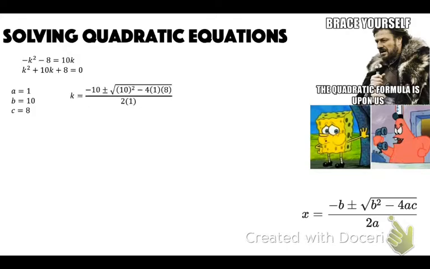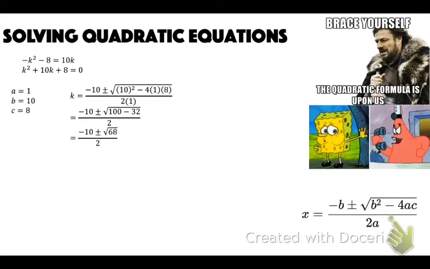So then this is going to be k, because our variable is k, equals negative 10 plus or minus the square root of 10 squared minus 4 times 1 times 8 over 2 times 1. So that's negative 10 plus or minus square root of 100 minus 32 over 2. Well, 100 minus 32 is 68. So negative 10 plus or minus the square root of 68 over 2. If we break down the square root of 68, that's the same as 2 square roots of 17. So this is negative 10 plus or minus 2 square roots of 17 over 2. Then 2 divides into all of that, so that's the same as negative 5 plus or minus the square root of 17.